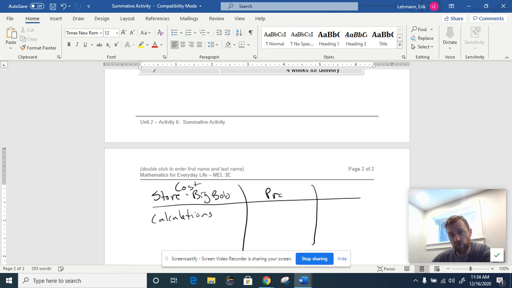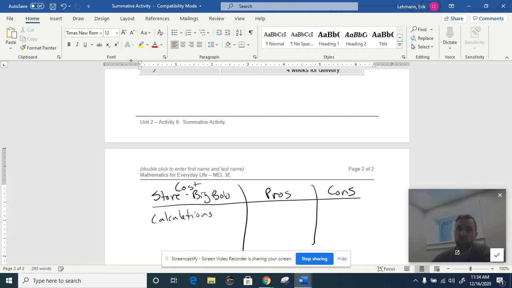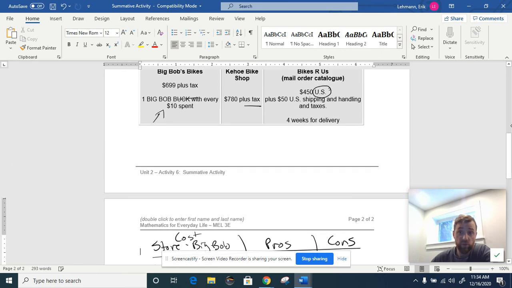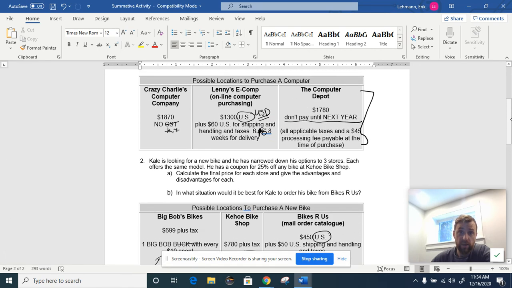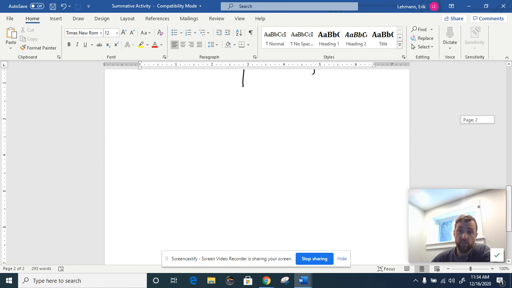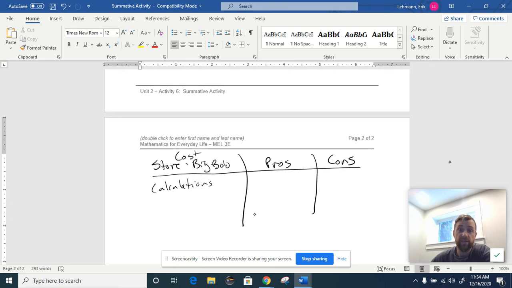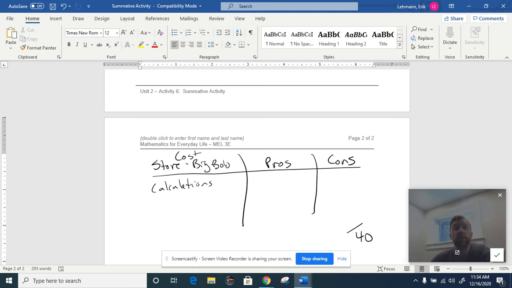Then I say pros and cons. So advantages and disadvantages. Write me down advantages. Why would you buy it? Why wouldn't you buy it from that place? So you're going to do that twice, once for the computer and once for the bicycle. Once you've done that, you're going to hand it in. You're going to get a mark out of 40. And if you do the pizzas, it would be like a bonus. So you could get higher than 40 on this if you do the pizzas. You don't have to. Just keep that in mind.